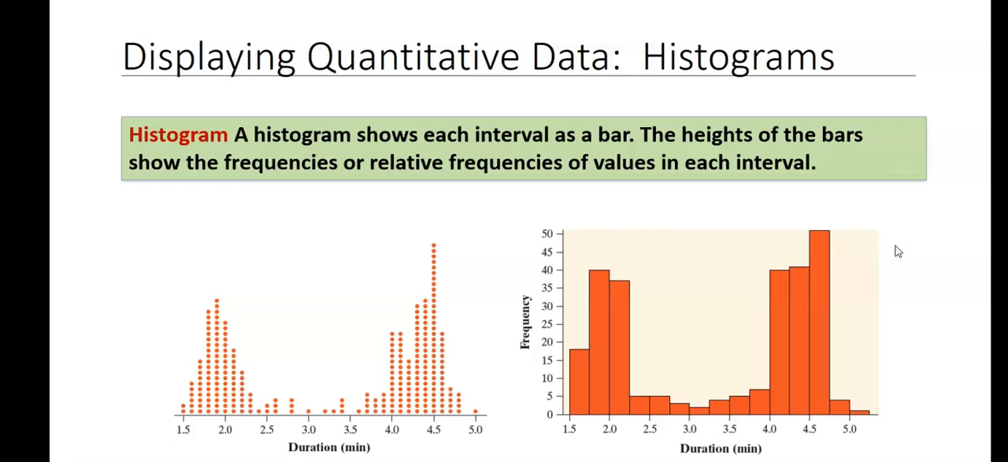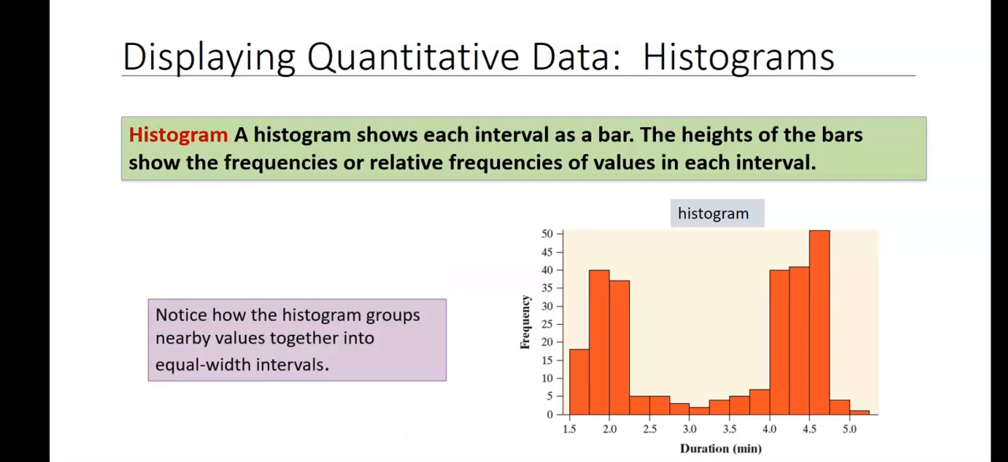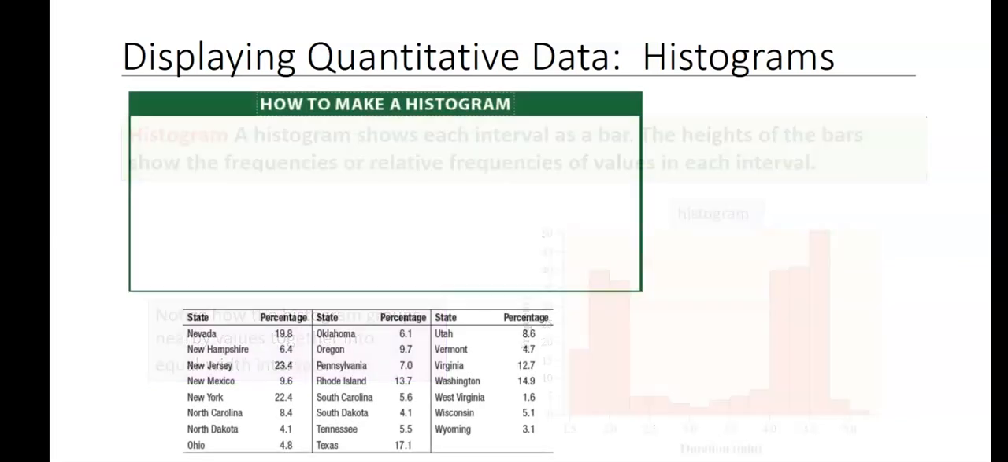A histogram shows each interval as a bar. The heights of the bars show the frequencies, or in some cases, the relative frequencies. That would be the percentages. In this case, it looks like just straight up counts or frequencies of each interval. On the left is the dot plot; on the right is the histogram. The data is broken into equal widths, so it's important that the widths are equal. You can see that the widths are always equal for the bins there.